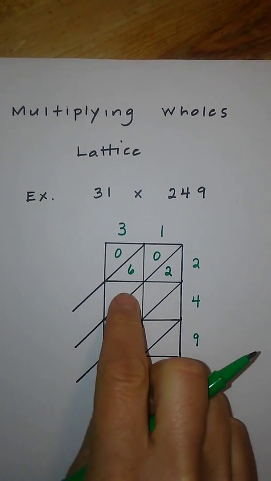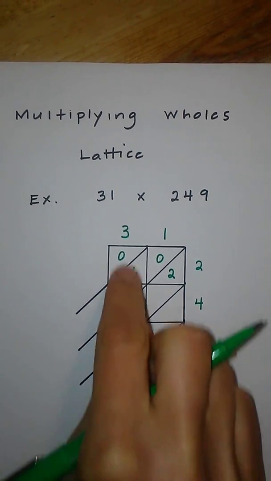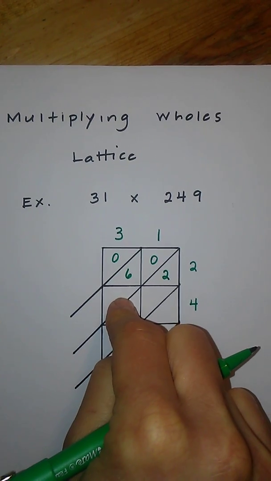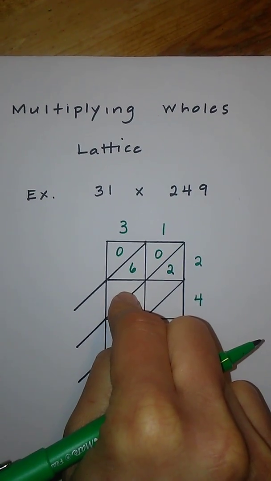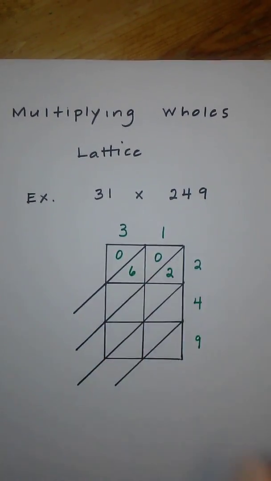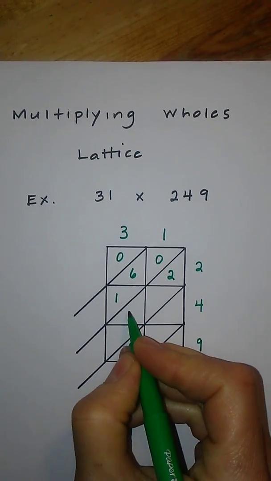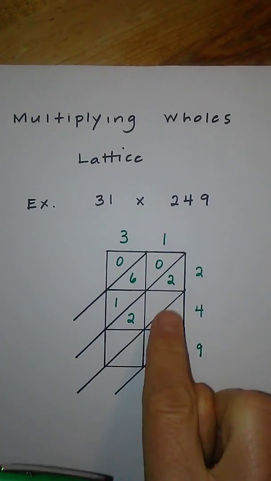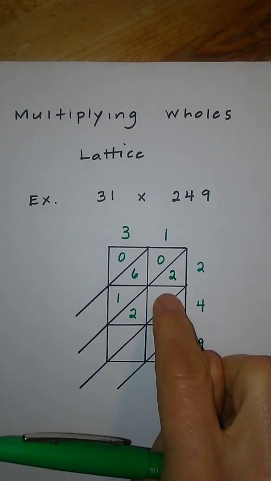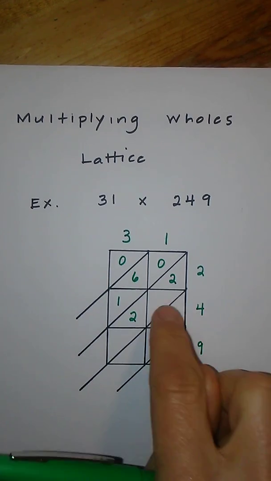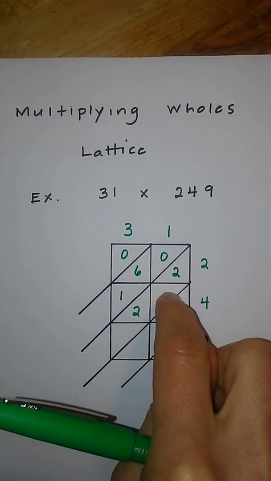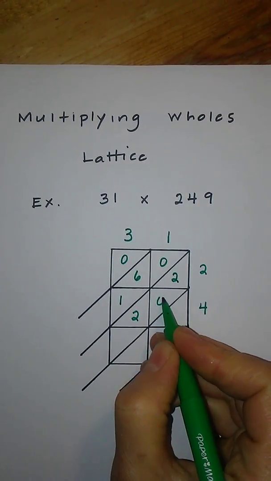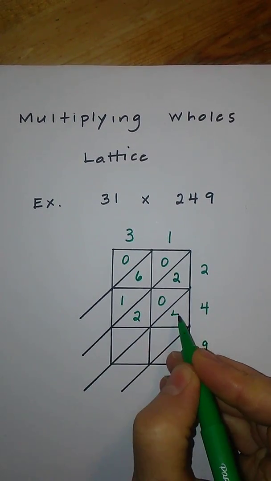Now moving to this square. I've got 3 up and 4 on the side. So this, where I'm pointing right now, is 3 times 4. That is 12. So it's written 1, 2. This square here, I've got 1 up, 4 on the side. 1 times 4 is 4. Use that placeholder 0 and write the 4 here.